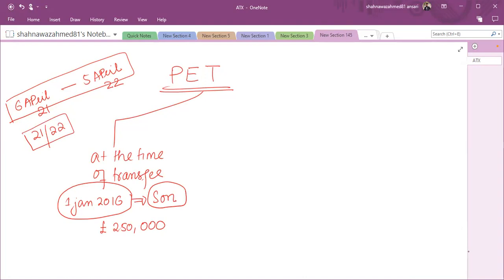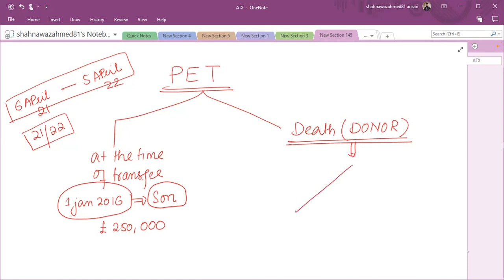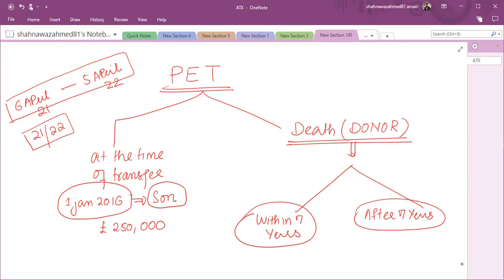So at the time of transfer, there is no tax. But at the time of the death of the donor, the donor being the person who is making the gift, there might be a situation where such a gift becomes taxable. And there is a 7-year rule. You have to identify the timing from the date of transfer of the gift to the death of the donor. If the donor dies within 7 years of making the gift, there will be a different situation. And if the death is after 7 years of making the gift, there will be a different situation.